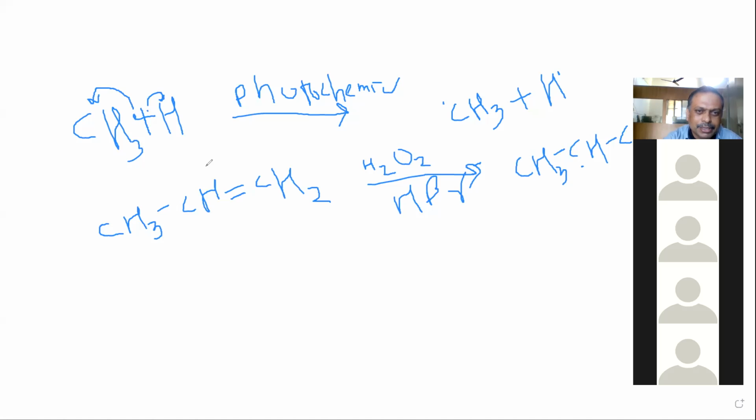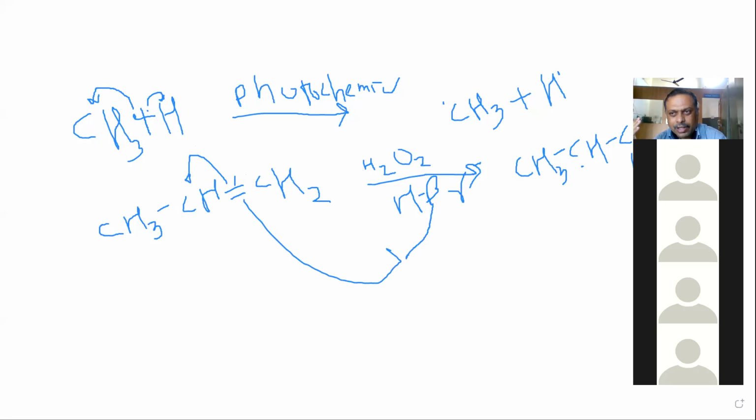That means it breaks symmetrically. This Br is here and the second electron is donated here. HBr also breaks symmetrically and they form a carbon-bromine bond, CH2Br, the anti-Markovnikov addition. This is the symmetrical breaking. They generate free radicals and such a reaction proceeds through the free radical mechanism.